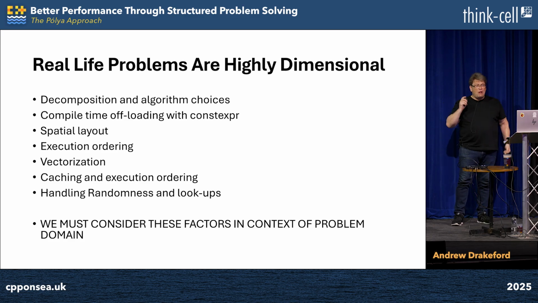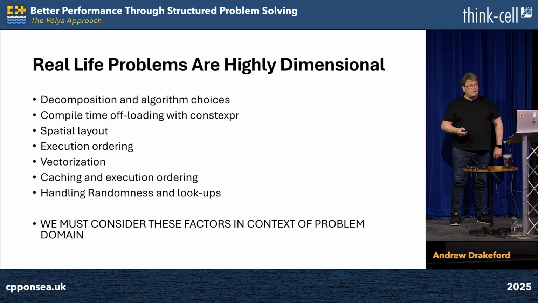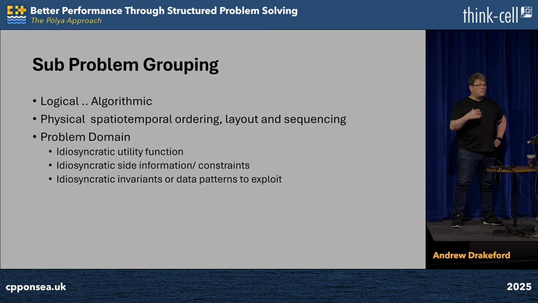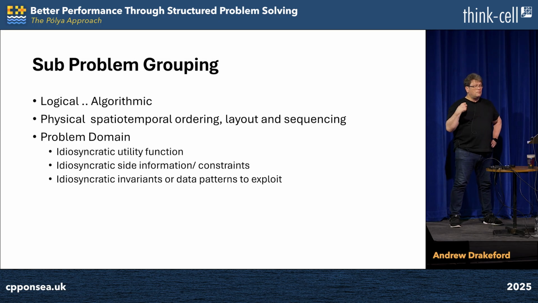We've got algorithmic choices, decomposition choices, compile time offloading choices, spatial layout of our stuff in memory, execution, vectorization, caching, and handling random access. But we've got to do all this in the context of the problem domain too. We can group these into logical, algorithmic type decisions, physical, spatial, temporal, techie kind of decisions, and problem domain decisions. And you can make really, really slow systems by screwing up just one of these.